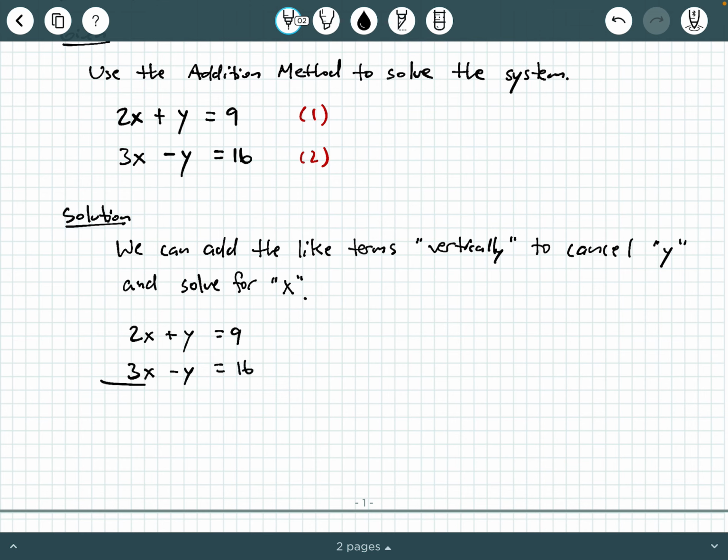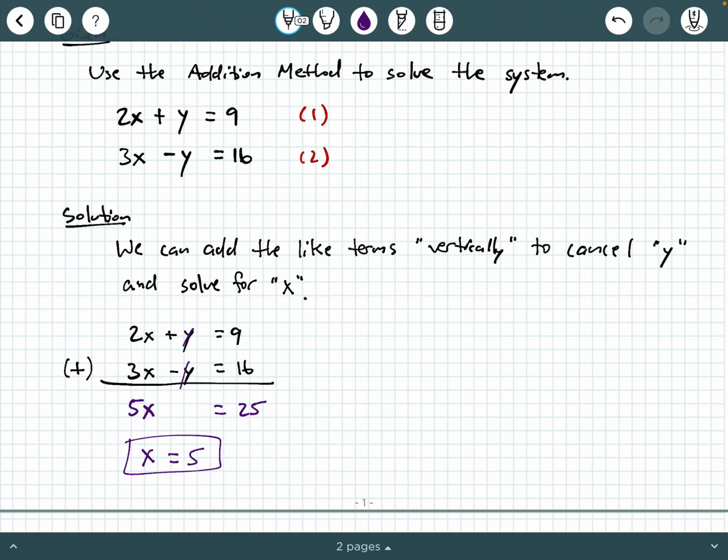The reason this step is convenient is that the y terms are already easy multiples of one another: it's a multiple of 1, and one is positive and one is negative. So we add these two together in a stacking fashion, and we end up with 5x, and the y's cancel. Then 9 plus 16 is 25, and you end up with x equals 5. That's part of your answer. So that's an easy addition elimination step to solve for x.